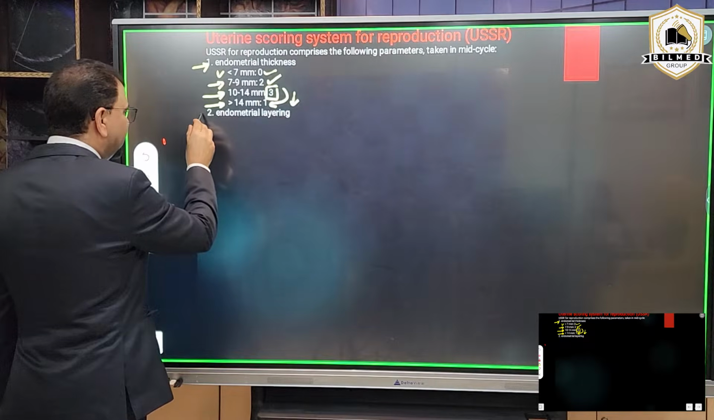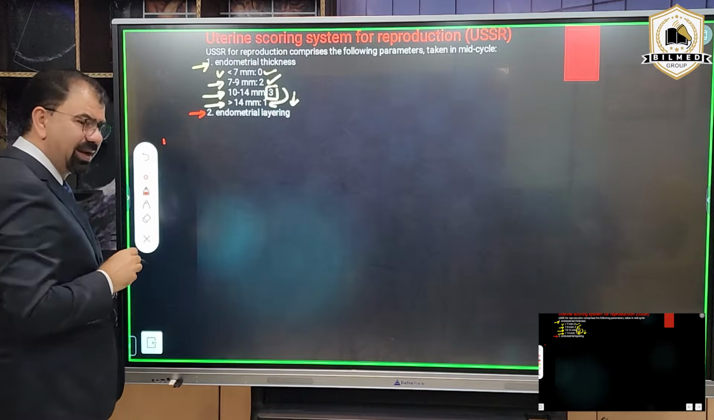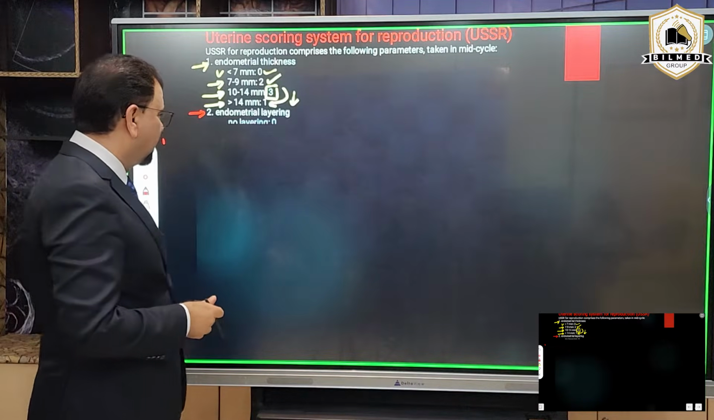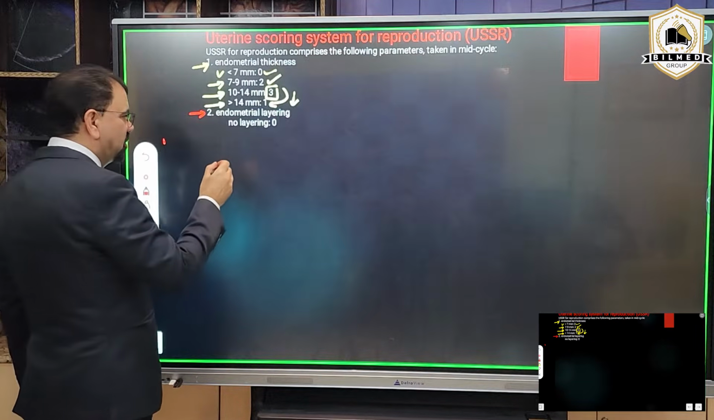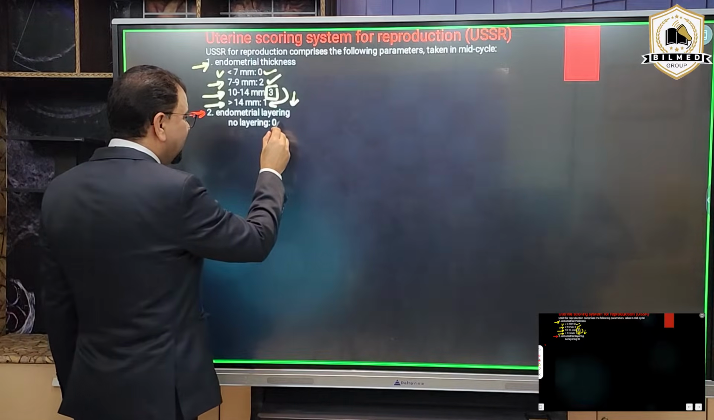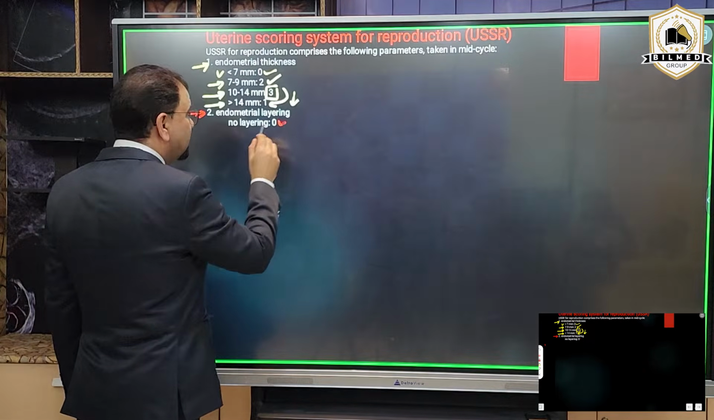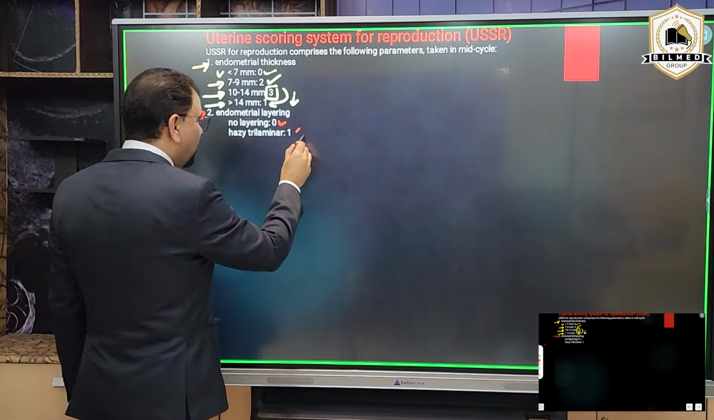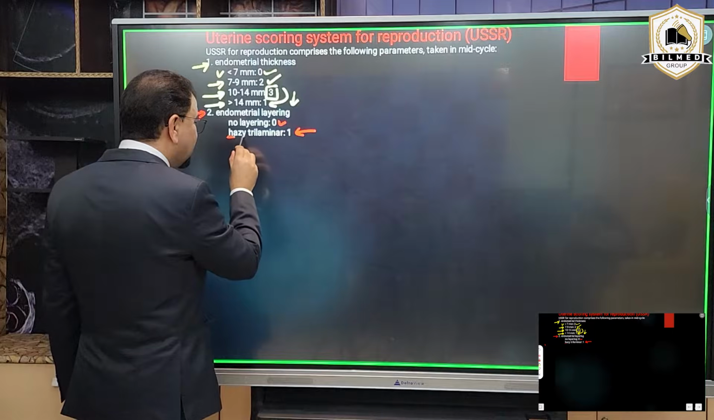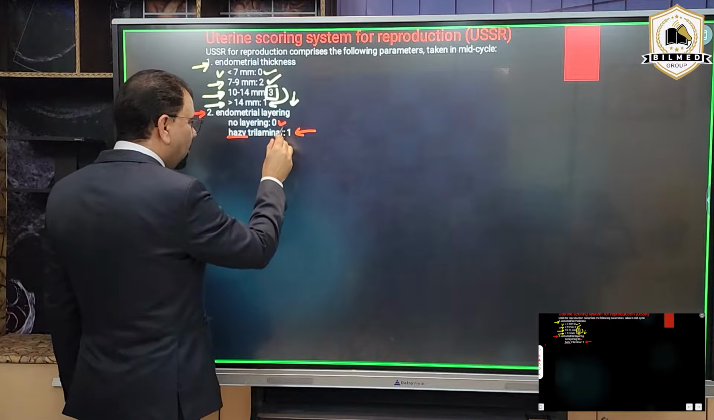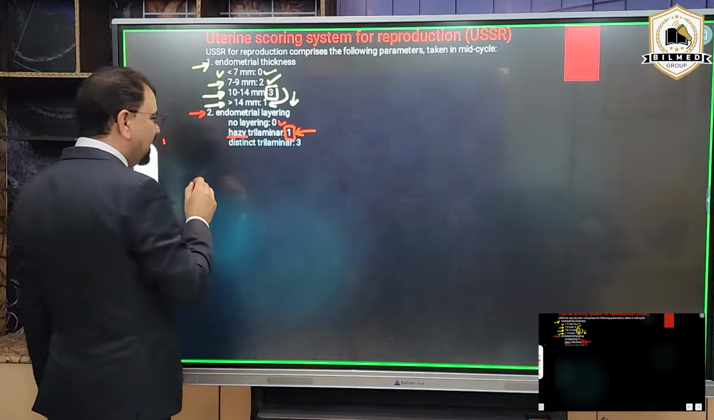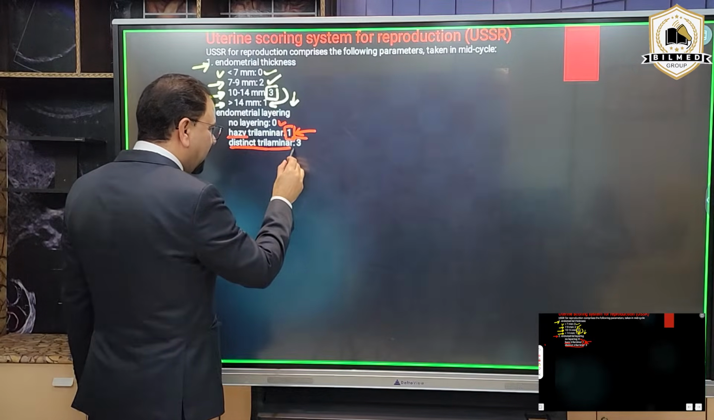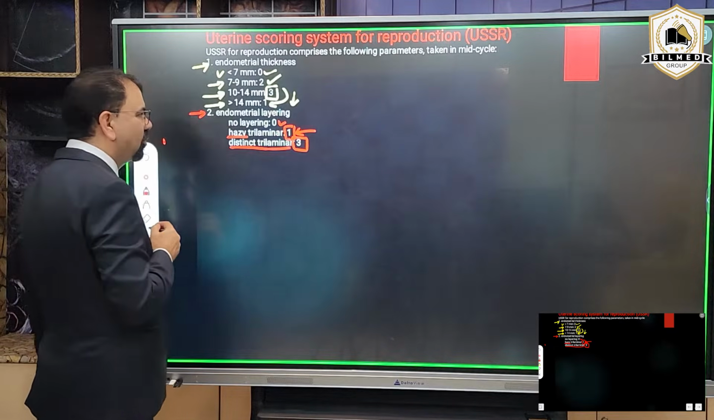Now the next is endometrial layering. Your triple line or a hazy triple line will give some points. If I am not seeing any layering, then the score is 0. But if the endometrial layering is hazy, then I am giving only 1 point. But if I have a distinct trilaminar pattern, I am giving 3 points for that endometrial layering.